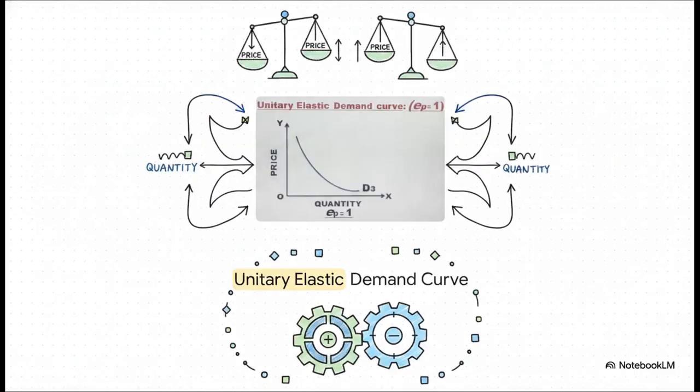Which brings us to the fifth and final degree, the perfect equilibrium. It creates this beautiful curve known as a rectangular hyperbola. This is unitary elastic demand, where EP equals exactly 1. It means a percentage change in price yields the exact same percentage change in quantity. So if the price falls by 10%, demand rises by exactly 10%. It's a very rare, perfectly balanced state in economics.